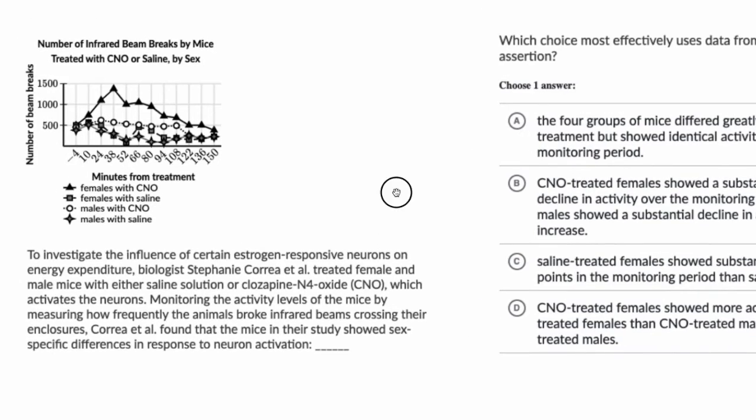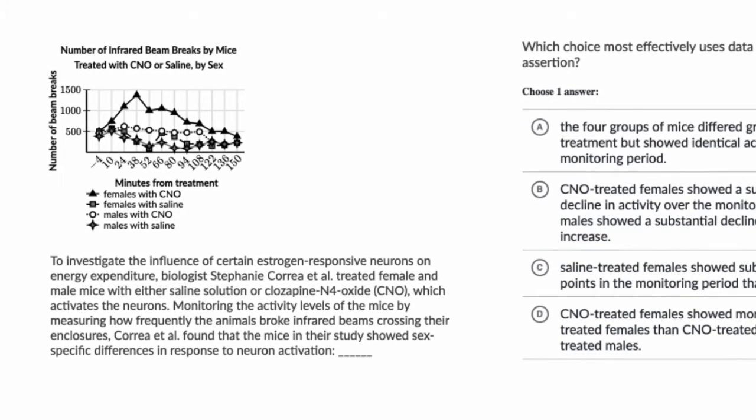Data to complete the assertion. So, to investigate the influence of certain estrogen-responsive neurons on energy expenditure, researchers treated female and male mice with either saline solution or, I'm just going to call it CNO, which activates the neurons. And this is a little bit complicated. I'm going to do a little 2x2 thing here.